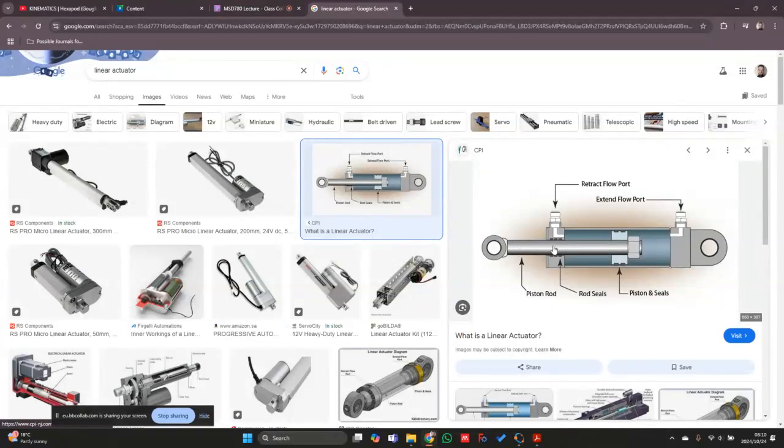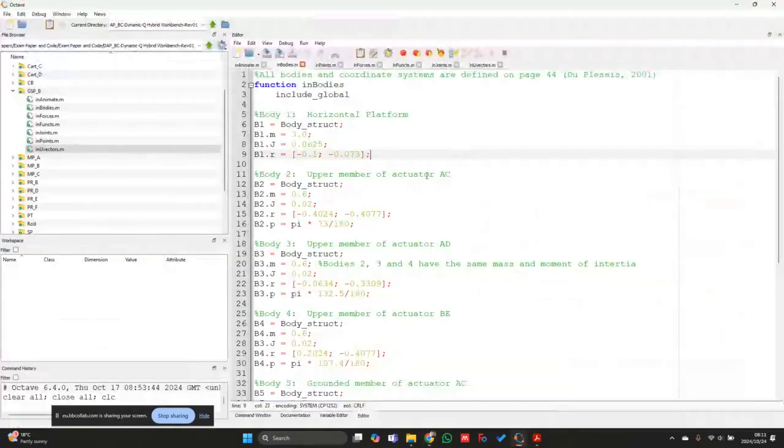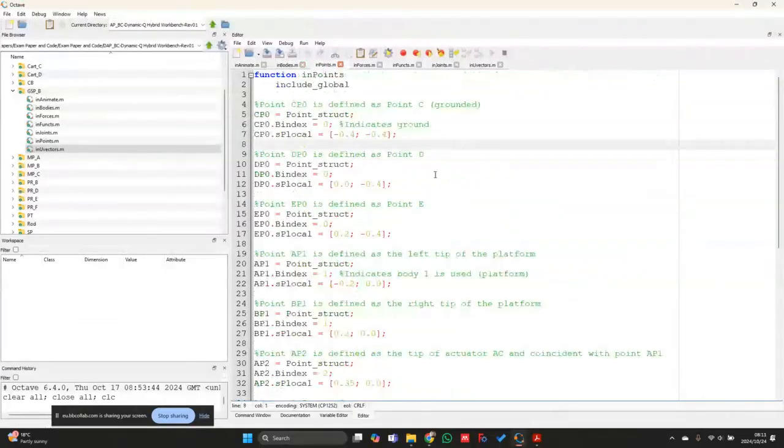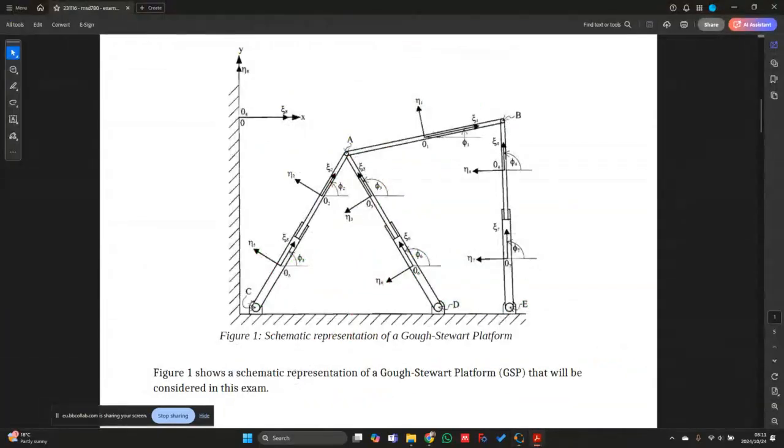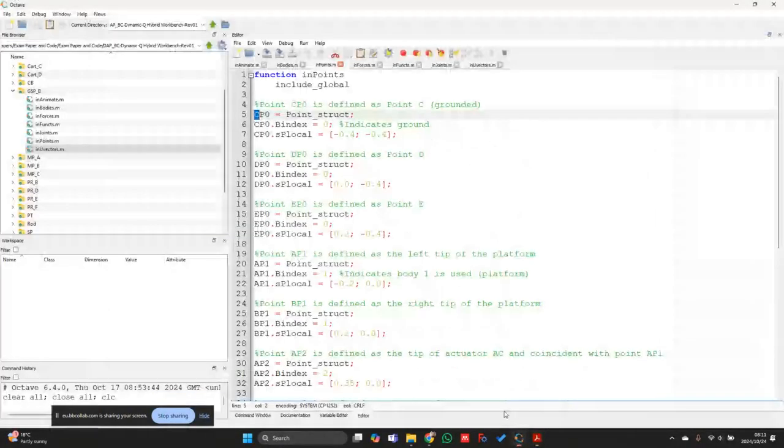So we just need to note that connection between the two bodies of each actuator as well. We're going to define that under the injoints.m input file as well. Okay, and then lastly, we also have endpoints. In this case, you'll see that it's named CP0. So C just denotes the actual point that we're working with. In this case, it's point C. P just indicates that it's a point, and 0 indicates the body that we are considering.